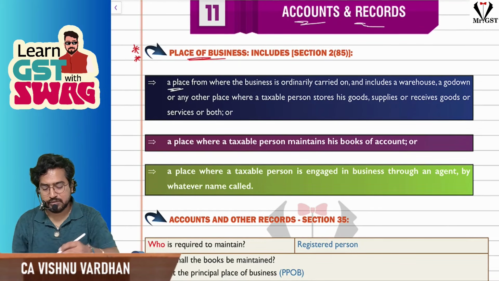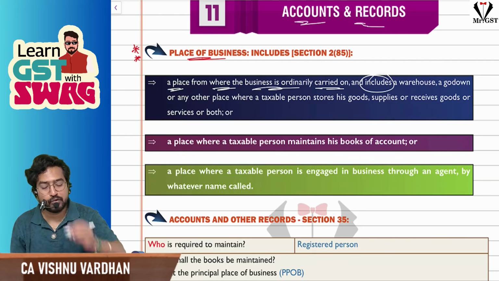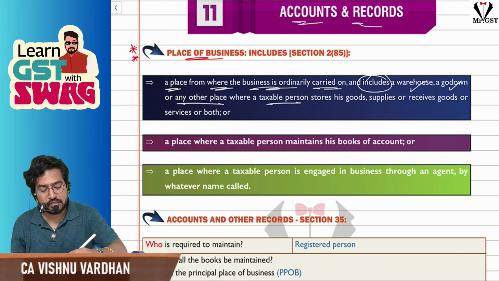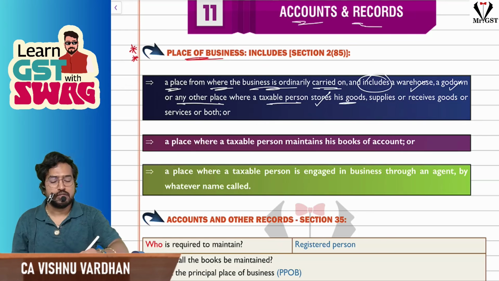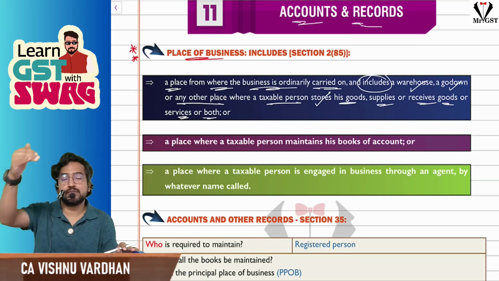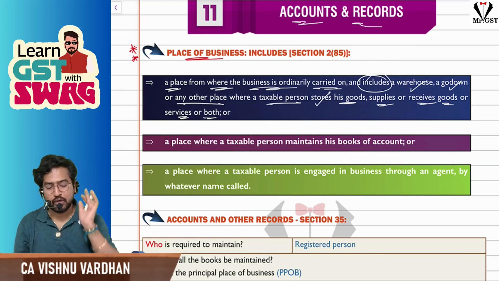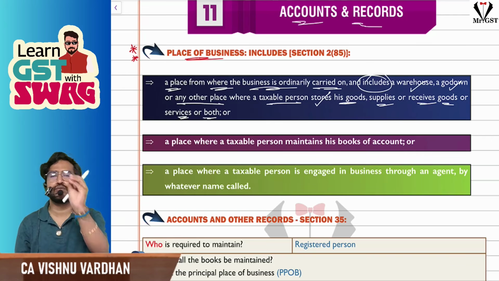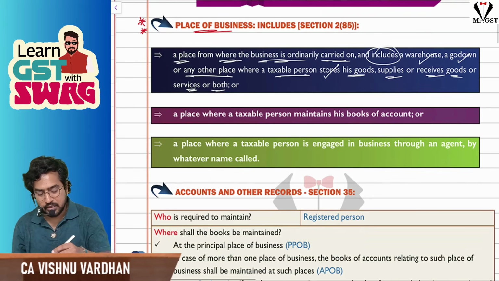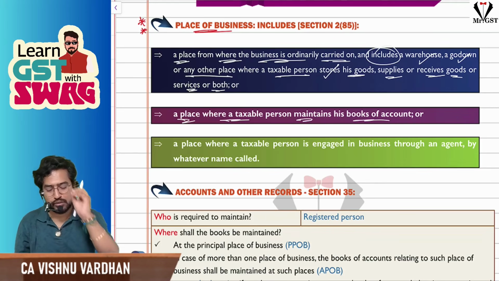The definition of place of business is a place from where business is ordinarily carried on and includes a warehouse, godown, or any other place where a taxable person stores his goods, supplies or receives goods or services, or both. That means normally place of business means not only your office, but also your warehouse, your godown, or any other place where you usually store your goods. Am I clear? Next, any place where a taxable person generally maintains his books of accounts is also called a place of business.